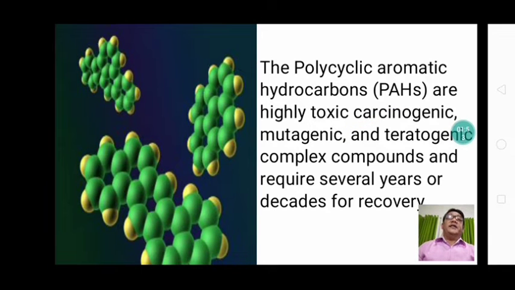The polycyclic aromatic hydrocarbons are highly toxic, carcinogenic, mutagenic, and teratogenic complex compounds and require several years or decades for recovery. They are a class of chemicals that occur naturally in coal, crude oil, and gasoline. They are produced when coal, oil, gas, wood, garbage, and tobacco are burned.